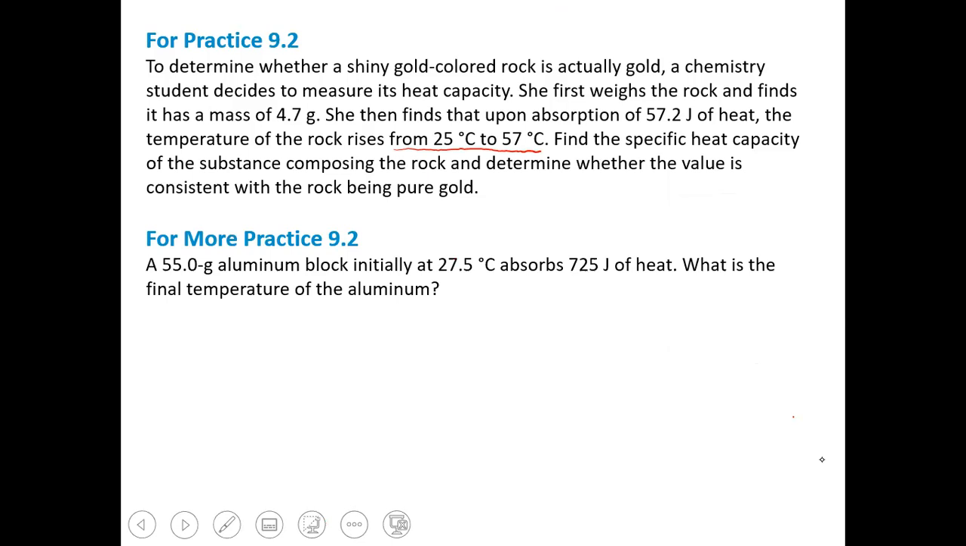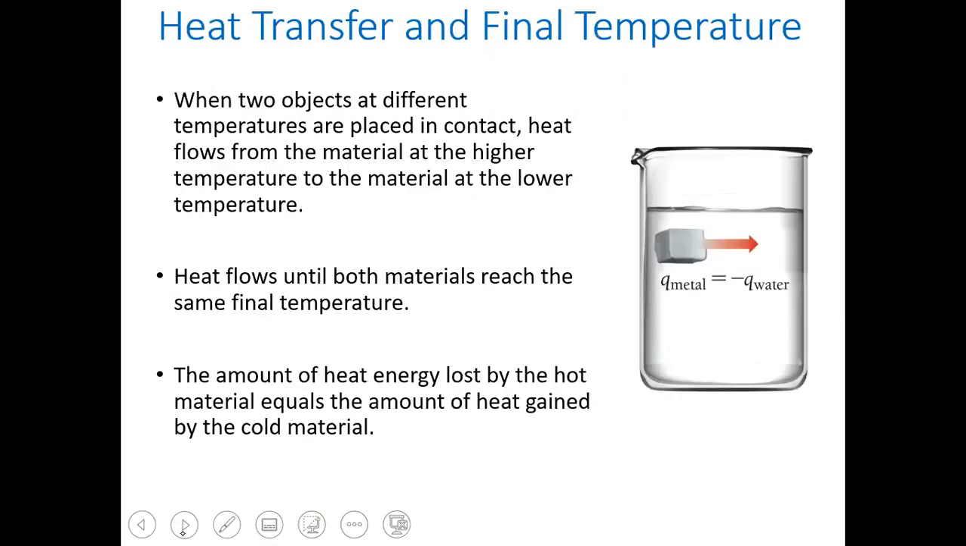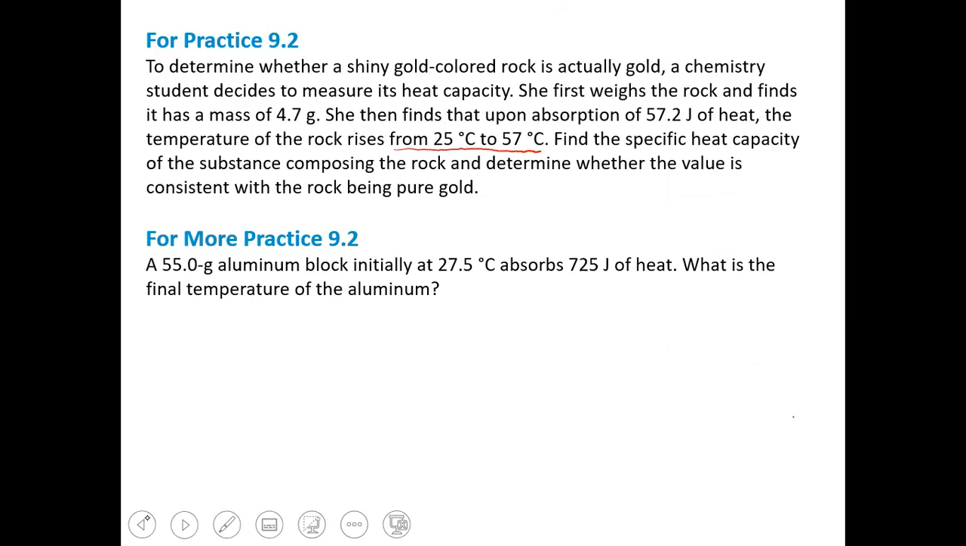Probably not long enough. All right, so we're going to stop part 2 here. Do for more practice 9.2, see if you can find the final temperature. I will catch you for chapter 9, part 3.